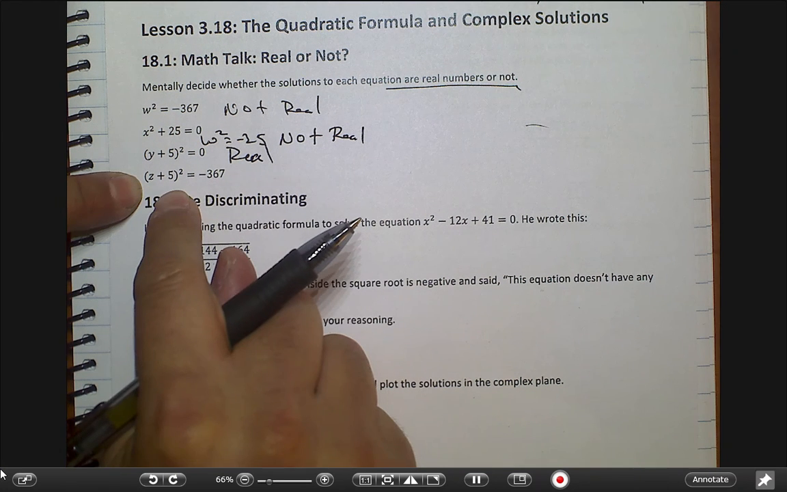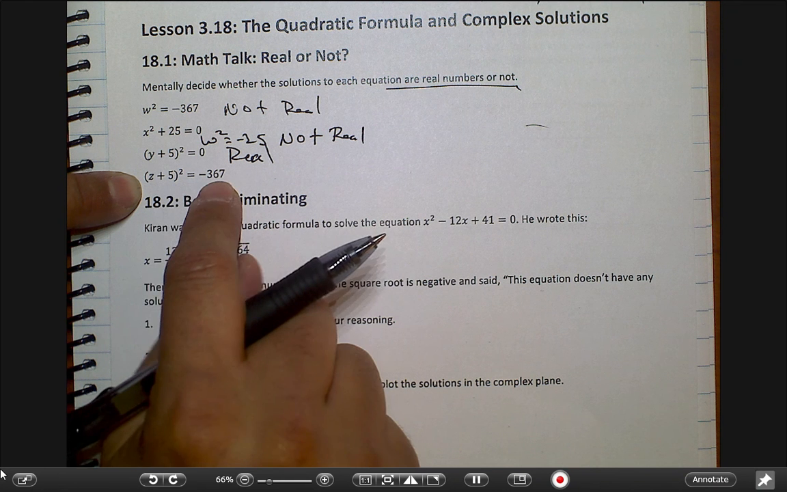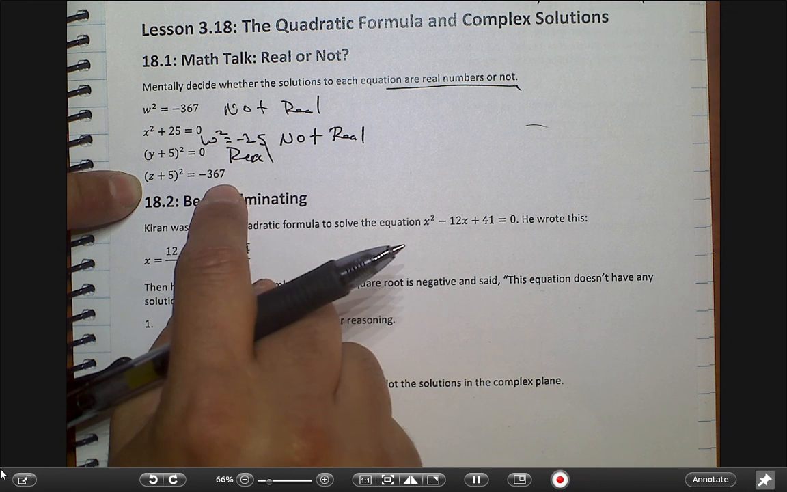All right, this one right here. To undo the square, I would square root. So that means this is going to be not real.